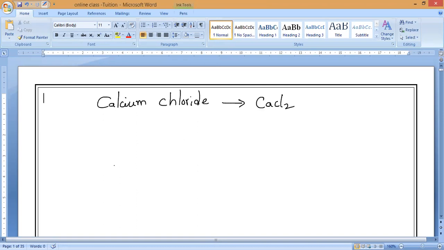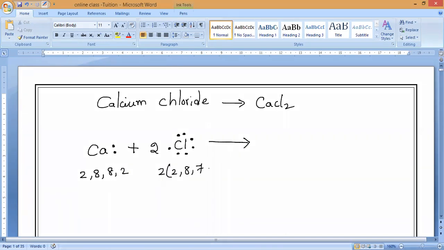So CaCl2. Now take the Ca electron dot structure. How many electrons are extra? 2 electrons in its valence shell. So if you take chlorine, 2 chlorines are required, so you have to represent 2 chlorine atoms. How many valence electrons does chlorine have? 7 electrons. Correct? Please respond. Calcium is 2, 8, 8, 2 and chlorine is 2, 8, 7.